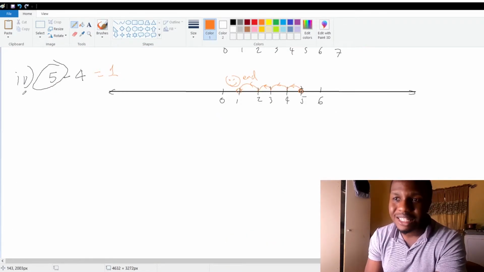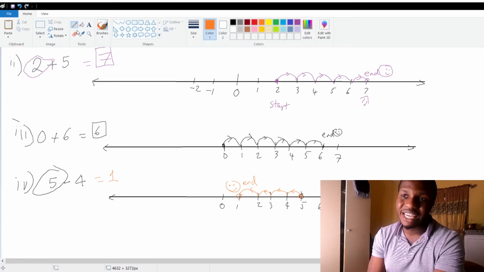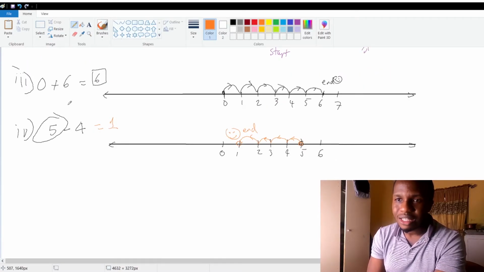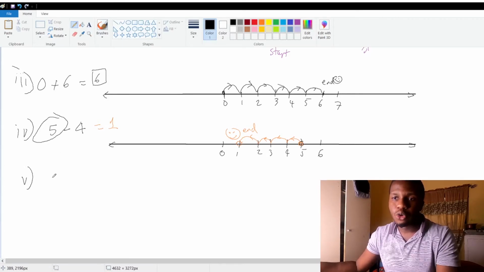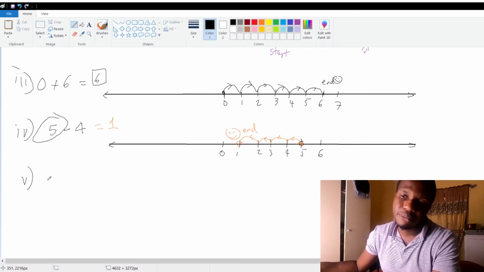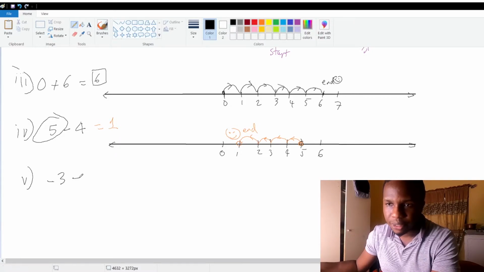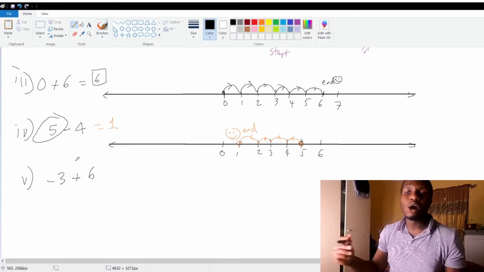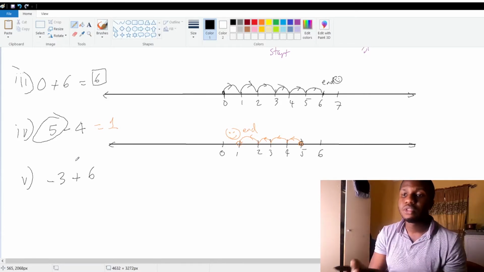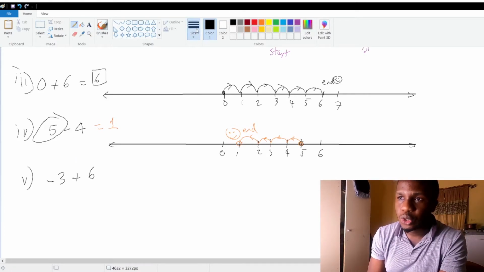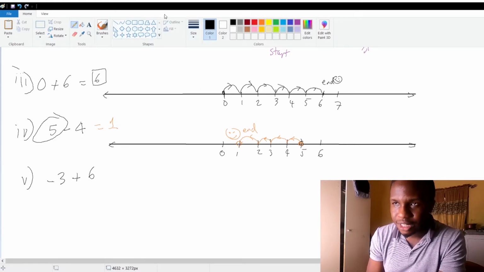Okay, so let's deal with adding and subtracting negative numbers here. Let me write my example 5 here. Let me use black again. Let me write my example 5. And I'm going to deal with, let me give an example, -3 plus 6. How do we add -3 and 6 together? Same process, we do a number line. Let me draw a number line out.